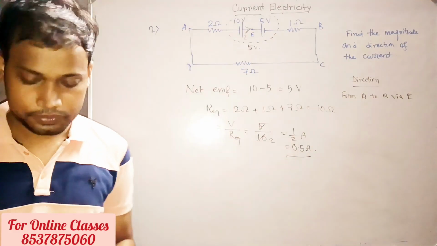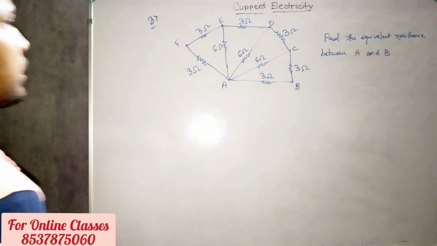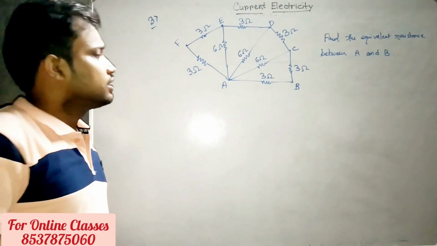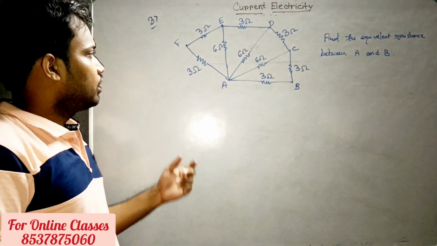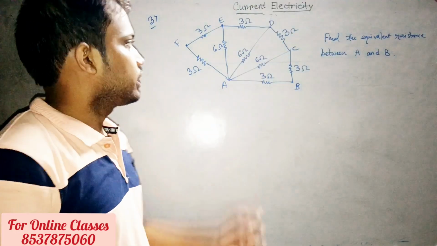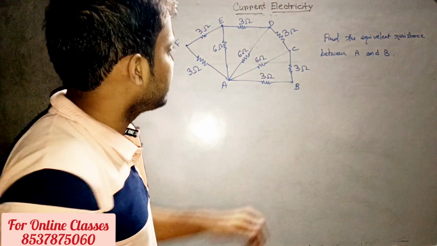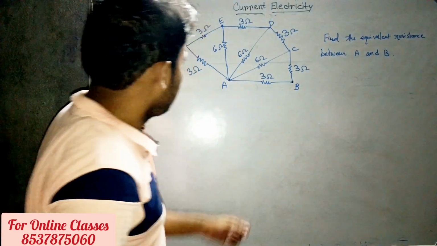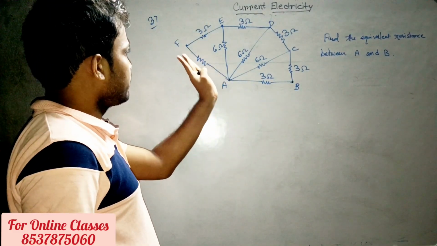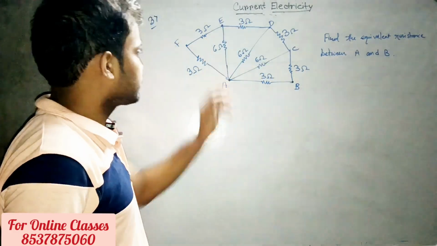This is clear. Now move on to the next problem. A combination of resistances is given, so we have to find the equivalent resistance between A and B. We will start from here and move along this line in the clockwise direction.